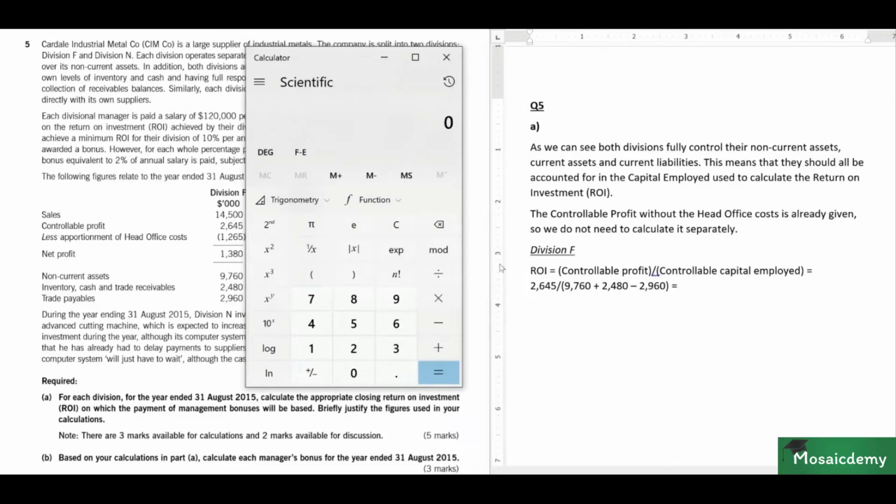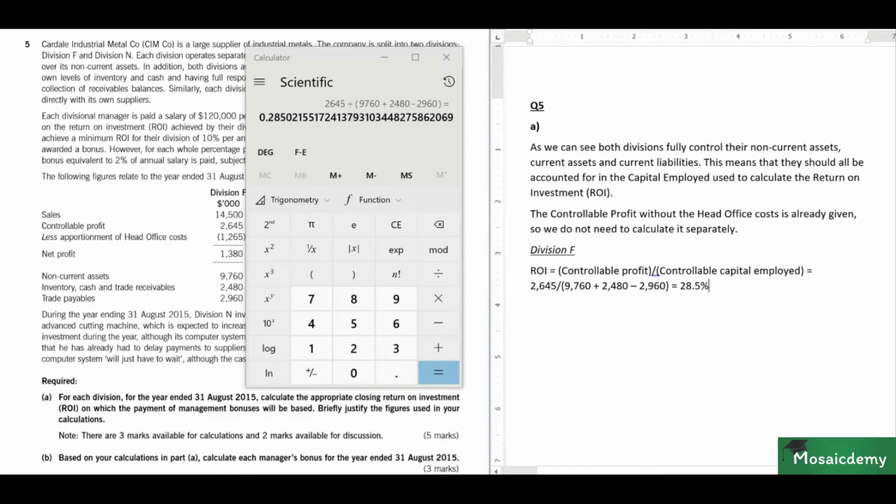Let's use our calculator. 2645 divided by, in brackets, 9760 plus 2480 less 2960. Okay, so we end up with approximately 28.5%. Be sure to double check the numbers you key into your calculator. Always take a scientific calculator to the exam, right? So that the numbers are clearly displayed. Don't take one of those calculators where each of the numbers has to be keyed in separately. You can't use the brackets or anything, right? That's just a mess.